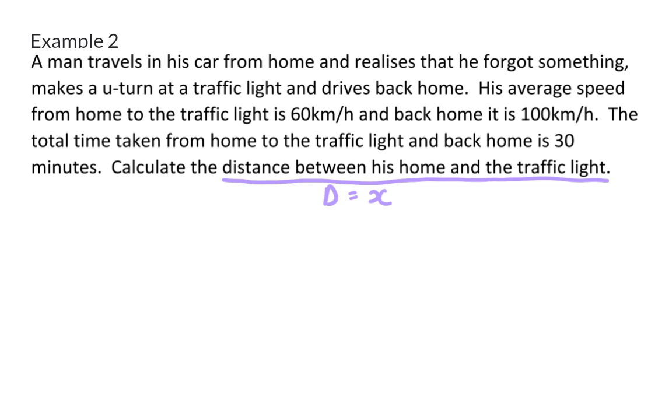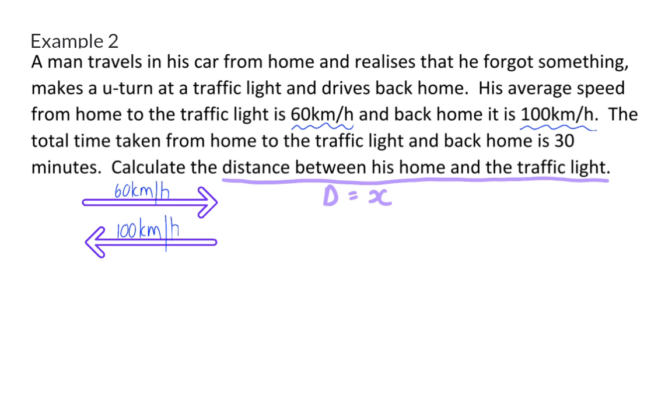Now we can go back to the start and gather all the information. We are told that the man travels from his home to the traffic light and then back again. His average speed from home to the traffic light is 60 kilometers per hour, and traveling back home, it is 100 kilometers per hour. They also mention that his total trip through the traffic light and back takes him 30 minutes.